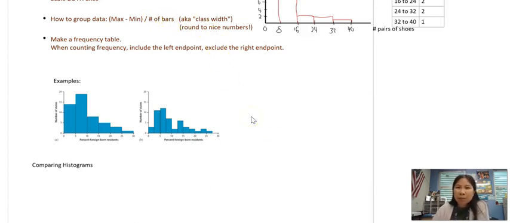A lot of your homework problems on your tests or quizzes, I will tell you how many bars to make because I need to make sure that all our answers are going to be easy to grade and similar. So I will tell you, but in general, we usually choose 5 to 7 bars and not too many like 11.